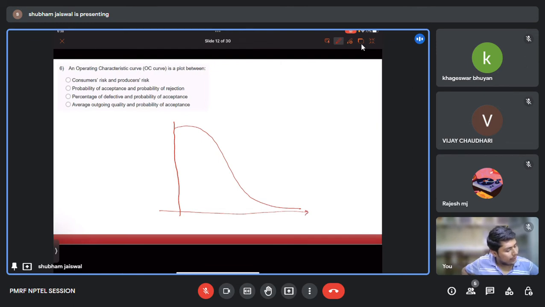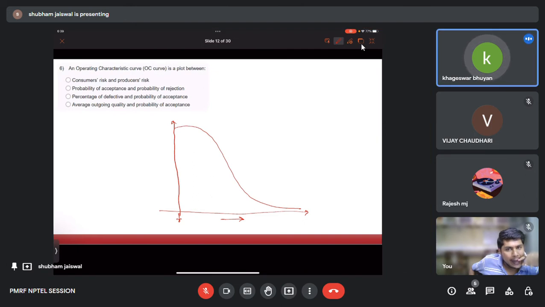So what is this x-axis? This x-axis is... in the quick recapitulation I have also written what is the operating characteristics curve and between which two variables we draw. Well, the acceptance fraction defect.